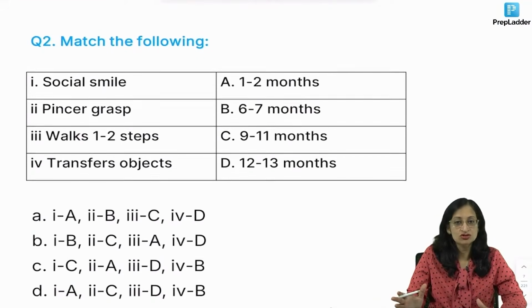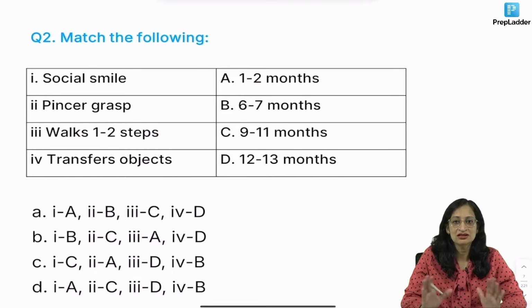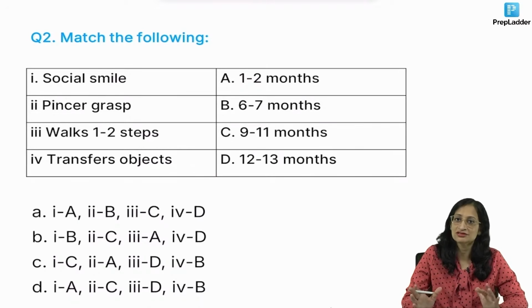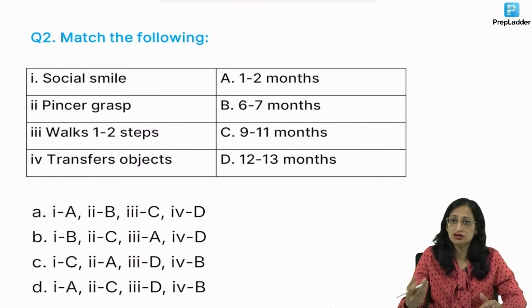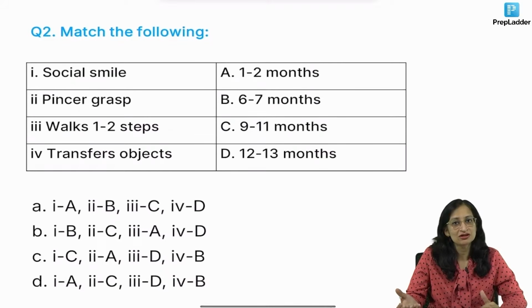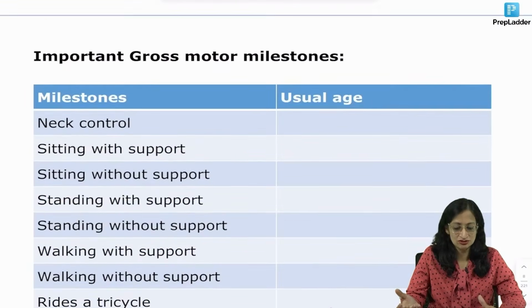So, moving to the next question. It is a very easy question on developmental milestones, but you get these match the column kind of questions in INI-CET, which add a level of difficulty. So, first let us discuss some important developmental milestones and we come back to answer this question, right?